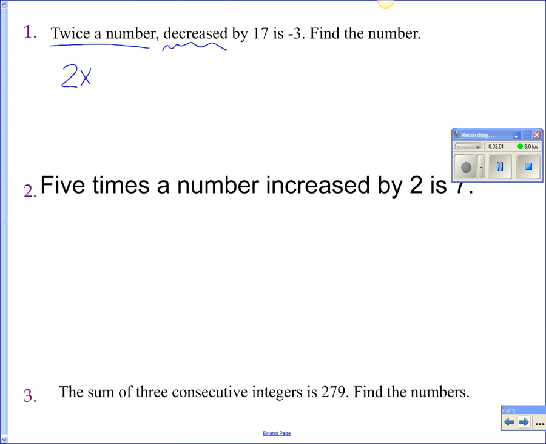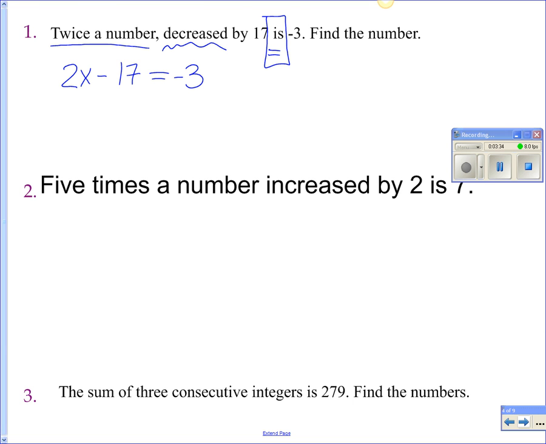Decreased means to subtract 17. And on your paper, I need you to box in the equals. I need everybody to box in the is and put an equals in that box. So whenever you see is, you're going to put an equals. Negative 3. Okay? Well, you're always going to put an equals. And then look right here. That's where the negative 3 came from. Okay? All right, so we got 2x minus 17 equals negative 3.